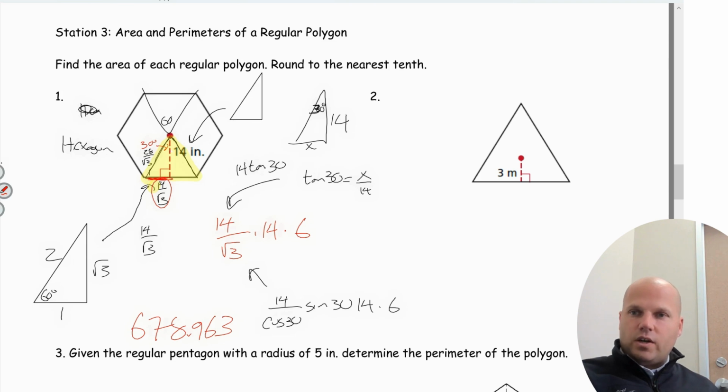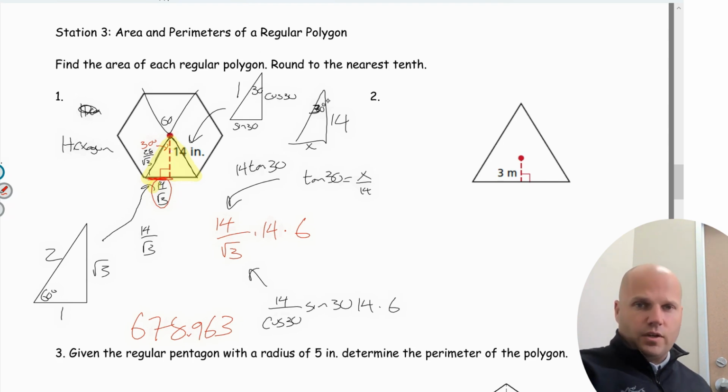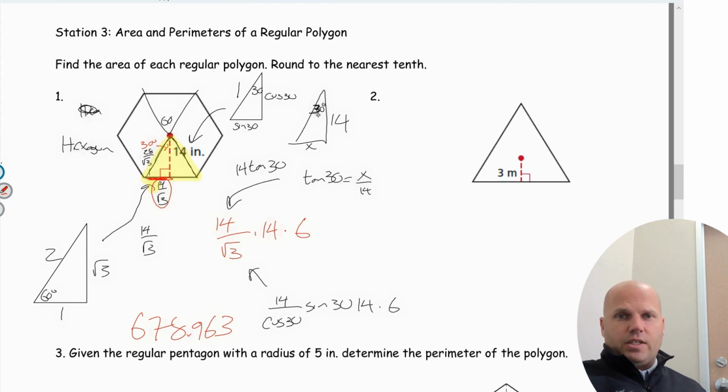My students would have scaled this, where they said this is the sine of 30, this is the cosine of 30, and this is 1. 14 over the cosine of 30 is the scale factor. Other students would have set up the tangent of 30, which is the ratio in any 30-degree triangle of opposite over adjacent, is equal to this. The ratio in our triangle is this. Solve.